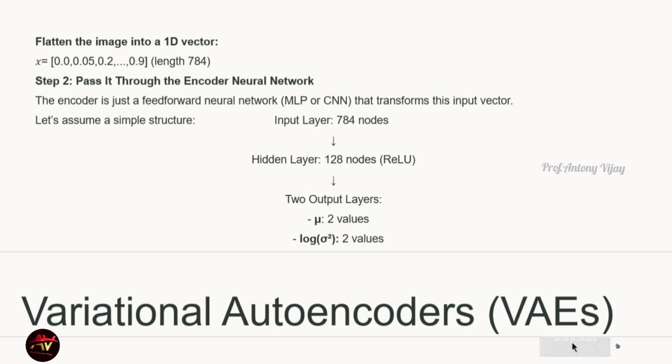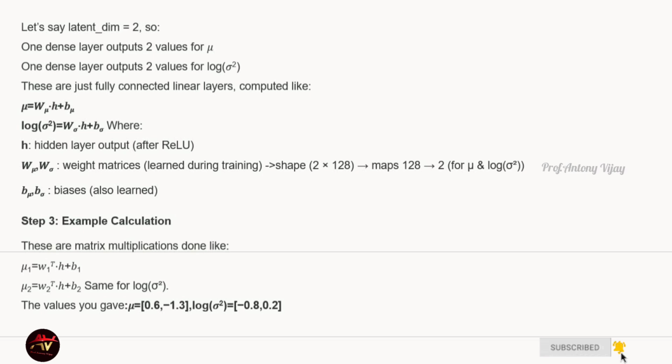Let's see the simple architecture of a CNN or MLP. Initially the input layer contains 784 nodes. After that it is passed to the hidden layer which contains 128 nodes with the help of ReLU. ReLU is the activation function which takes only the positive values. From the hidden layer, the output layer contains only two values, that is mu and log sigma square. Mu means mean and log sigma square relates to the standard deviation. Each of them has two values, so the latent dimension will be 2.